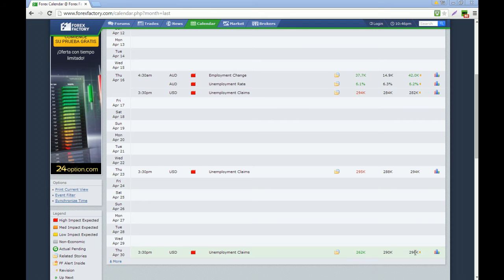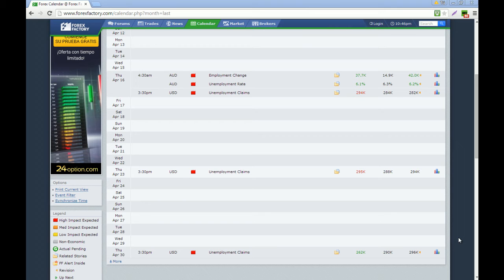You can see that the previous number was an outstanding 296K, and we went down to 262K. This means that we had a decrease in unemployment numbers, and this is good for the US economy. Thus, we have an immediate appreciation of the US dollar, so we are going to be looking to sell the Euro US dollar. But we're looking in hindsight right now. We already know what happened, so it's easy for me to tell you that that is what we are going to try to do.